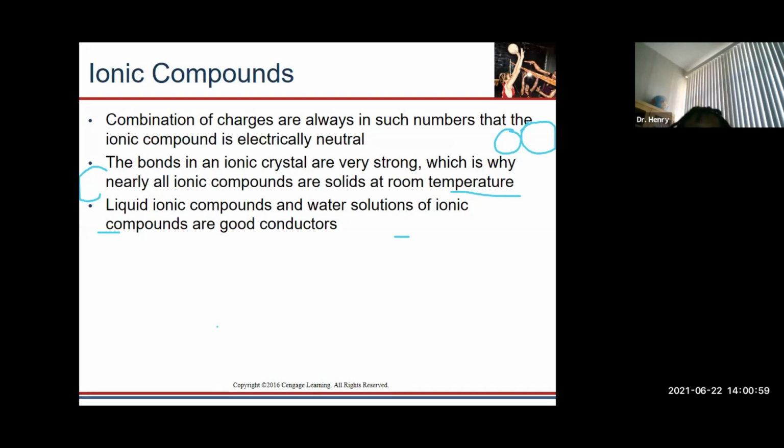So the ionic compound always has to have an electronically neutral charge associated with it. So you're bringing them together so that they cancel out that plus and that minus. Let me give you an example.